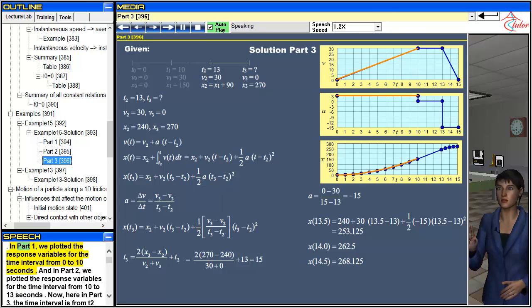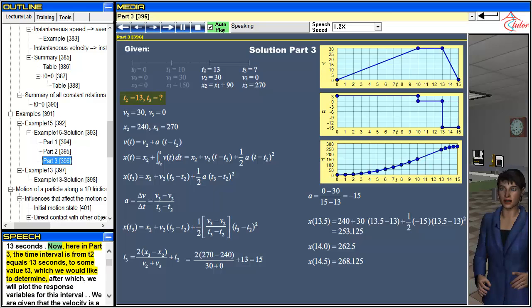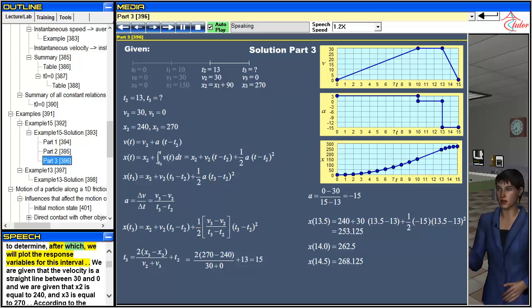In part 1, we plotted the response variables for the time interval from 0 to 10 seconds. And in part 2, we plotted the response variables for the time interval from 10 to 13 seconds. Now, here in part 3, the time interval is from t2 equals 13 seconds, to some value t3, which we would like to determine. After which, we will plot the response variables for this interval.